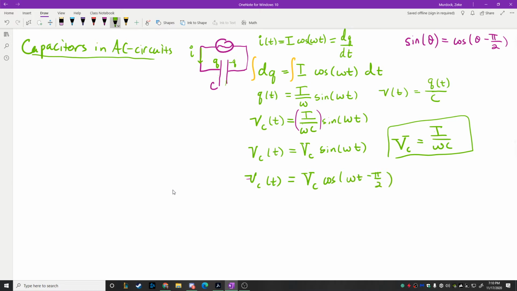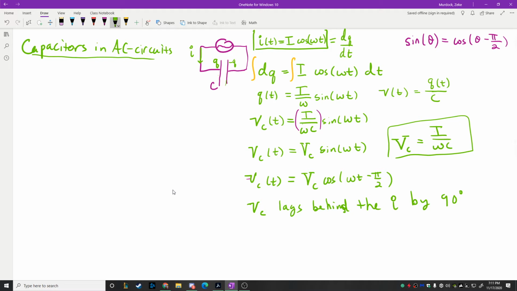And what that means is that if I compare this, now the whole goal is to compare this back to the current, right? Maybe it's not obvious why we keep comparing it back to the current, but it will become obvious when we put everything together, I hope. But I cosine omega t and cosine of omega t minus pi over 2, what this tells us is that the voltage across the capacitor lags behind the current in the system by 90 degrees.